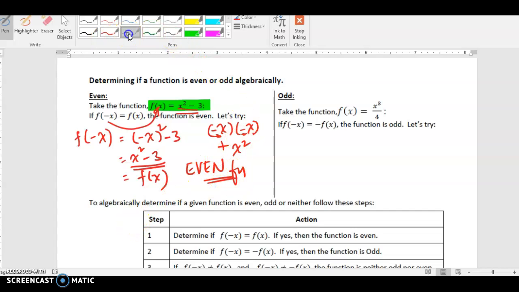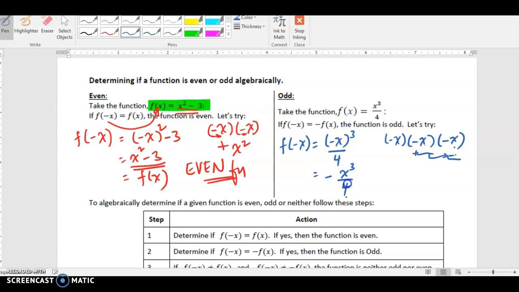So let's try that strategy for odd functions. So let's plug in negative x in place of x in x cubed here, for the sake of simplicity. Do not forget the brackets though. So we'll do this (negative x) cubed in the scratch. Negative x times negative x times negative x, right? So negative times negative is positive, but positive times negative is a negative, right? And x times x times x is x cubed. So this becomes negative x cubed over 4.